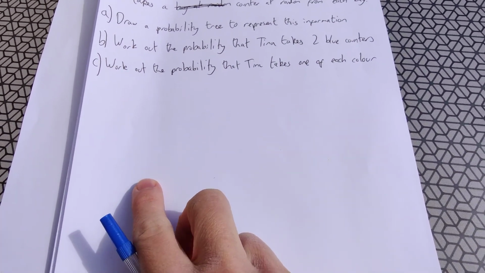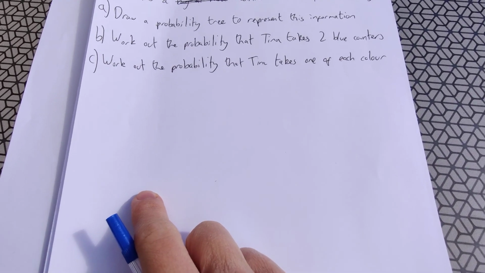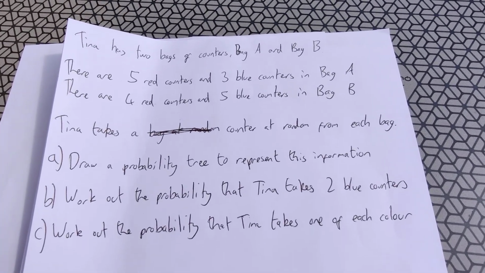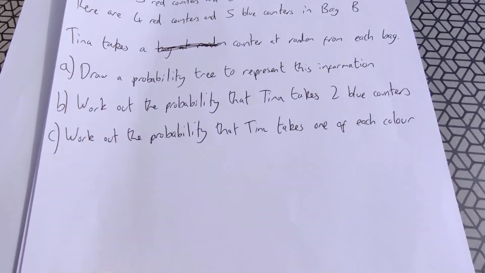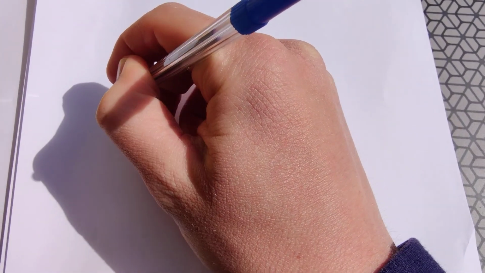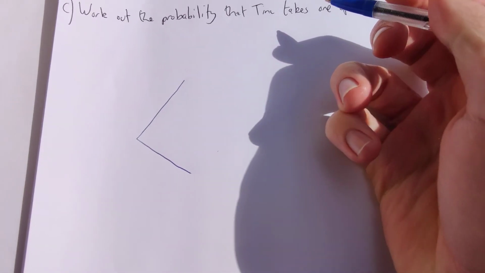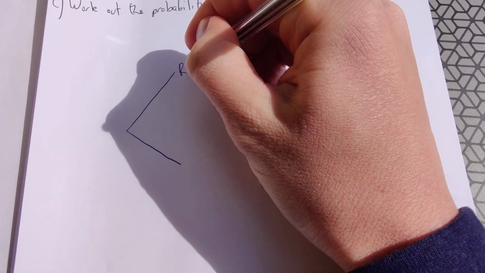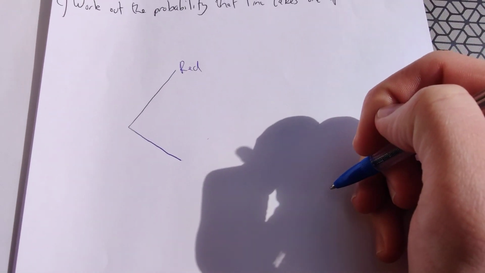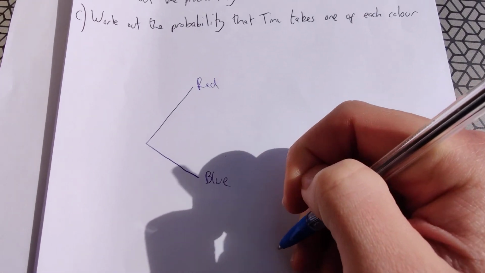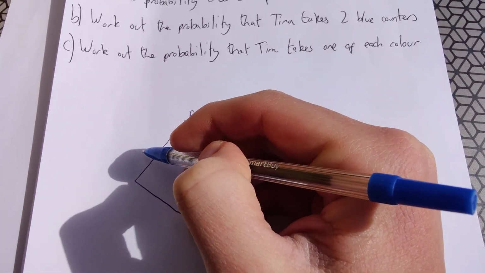So there are 2 things happening. The first thing is she takes a counter from bag A. And when she takes a counter from bag A, there are 2 possibilities. So that first section of my tree diagram needs to have 2 branches, one for each possibility. The first possibility is that she takes a red counter, and the second possibility is that she takes a blue counter. Here I'm going to write my probabilities.